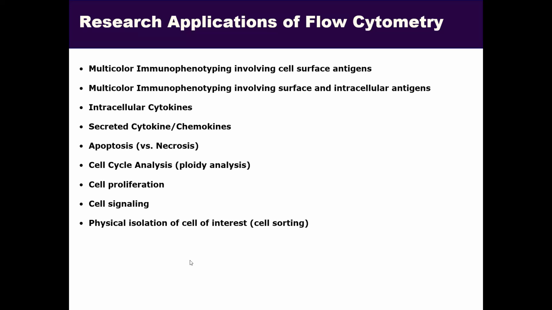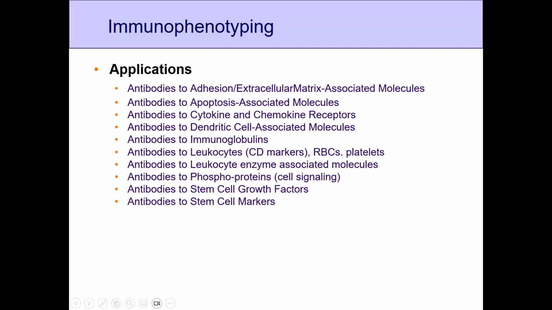The cell signaling, physical cell separation using the cell sorters and all. So what is immunophenotyping? In just one tube, you can run multiple immune markers. You can do immunophenotyping, where you can separate all those immune cells, like let's say CD3, CD8, CD4, CD19. Basically you are doing a phenotyping of those immune cells.